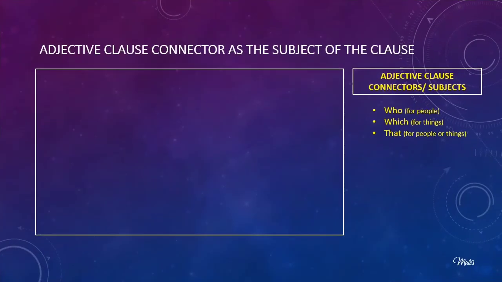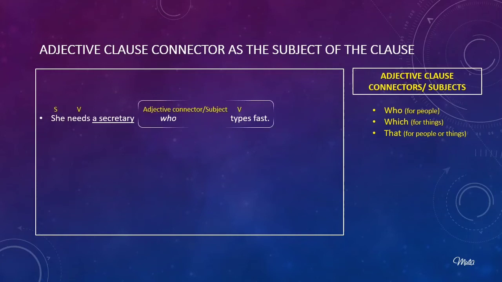Adjective clause connector can also be the subject of the clause at the same time. For example, she needs a secretary who types fast. In this sentence, the adjective clause who types fast describes the noun a secretary. The adjective clause consists of who as the adjective clause connector and also the subject, followed by the verb types.